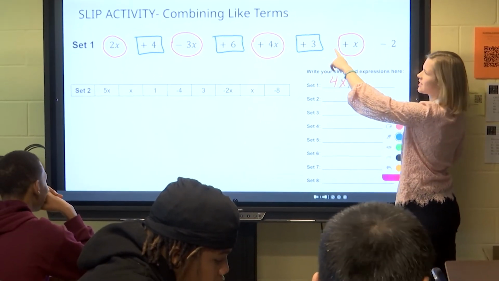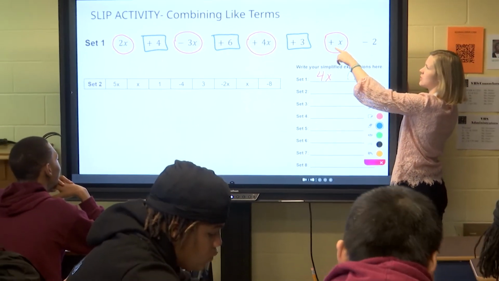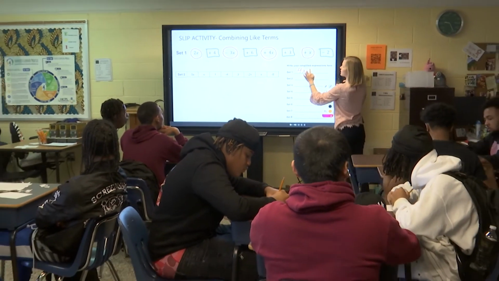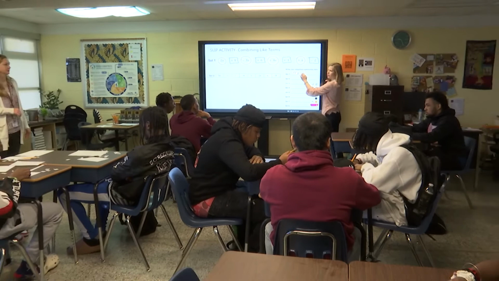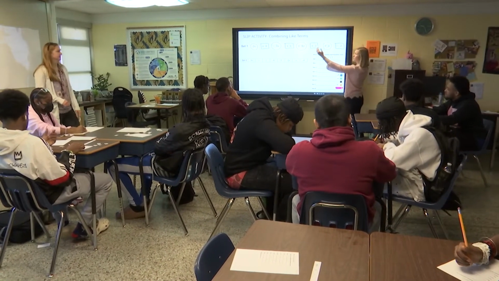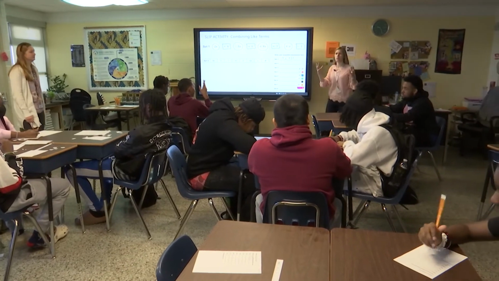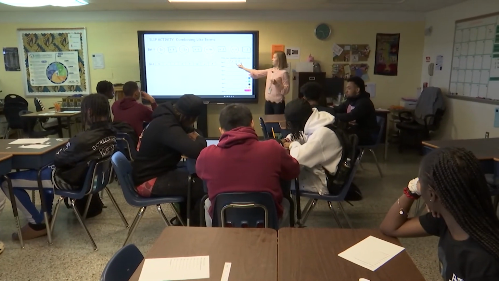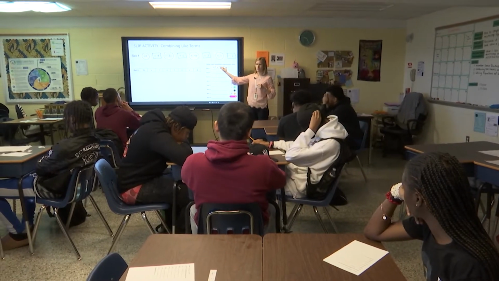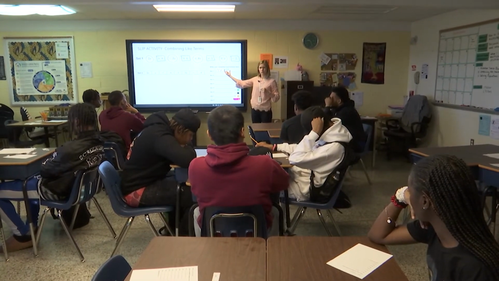10 plus 3 is 13. And then, good, take away 2 is 11. So is that a plus or a minus 11 that I'm going to write? Plus. Okay. So all of that combines to be 4x plus 11. So set 1 is done. Questions? Okay.